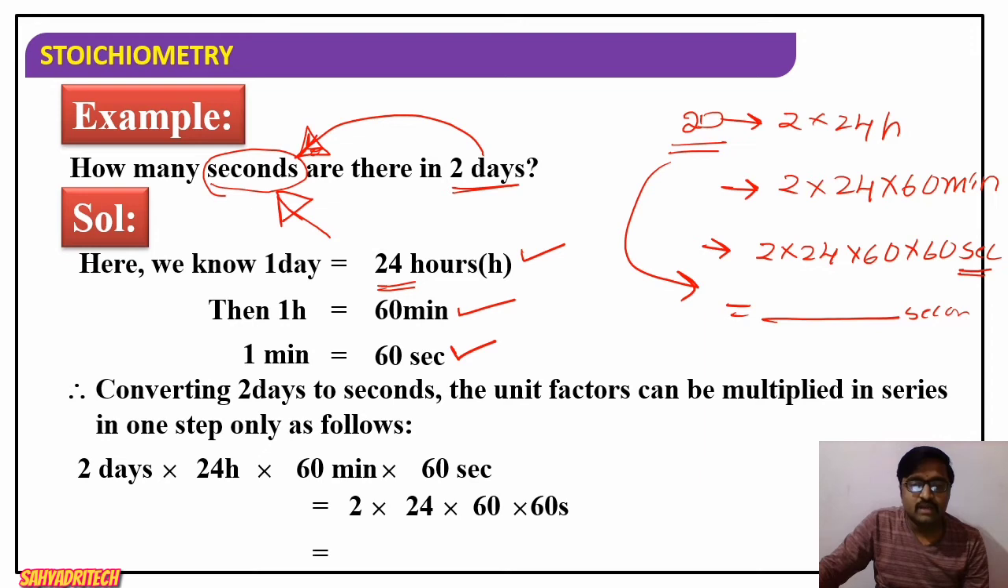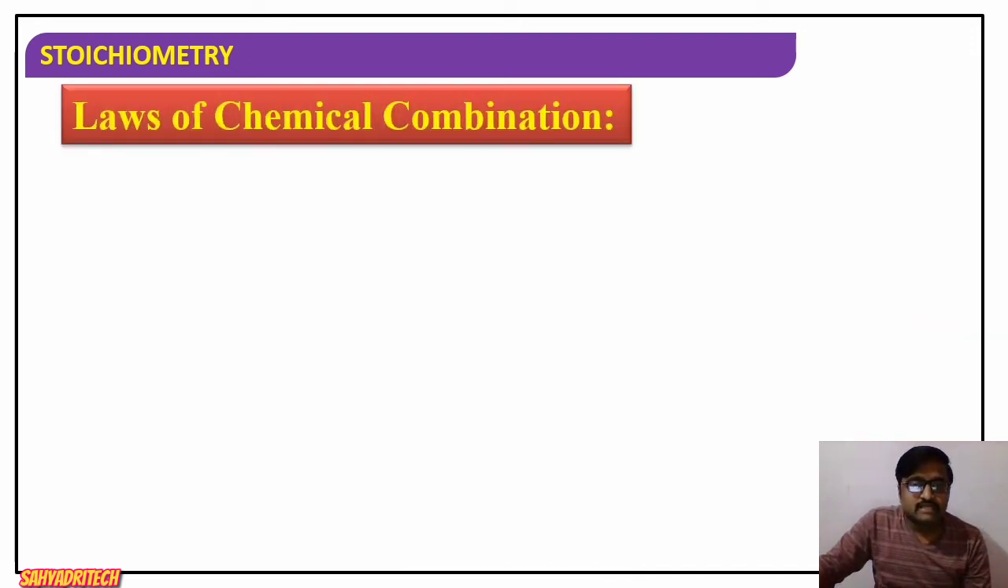Okay, so what is the answer here? That answer is 1,72,800 seconds, which means that 2 days are converted into seconds here. Whatever method followed is called dimensional analysis. Okay, you got it? Well, so we consider now the law of chemical combinations.